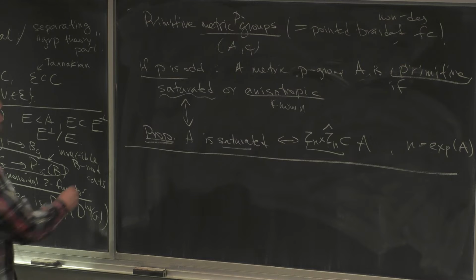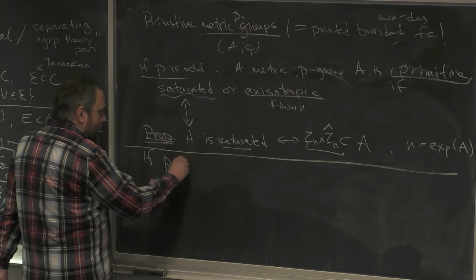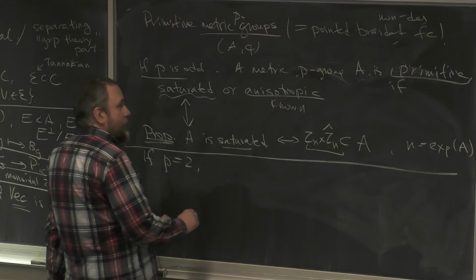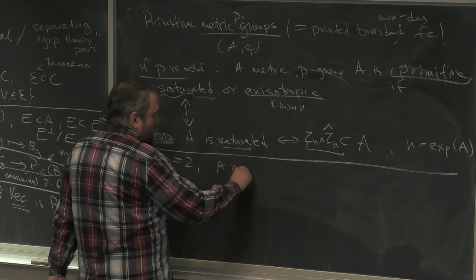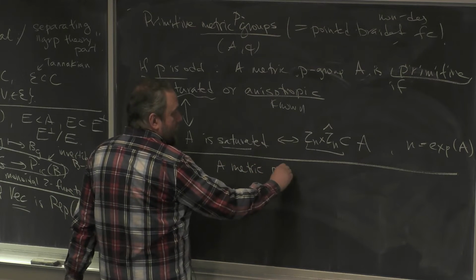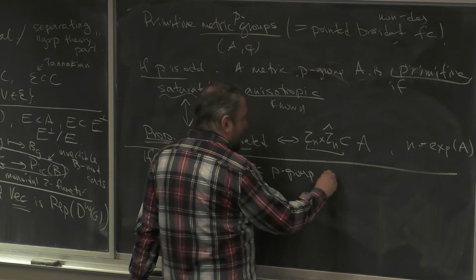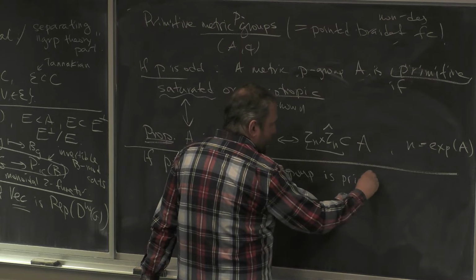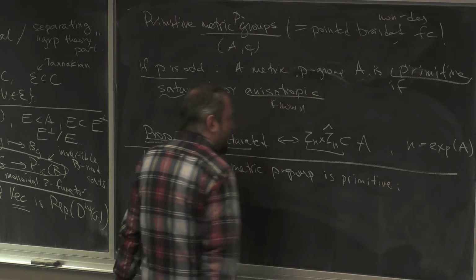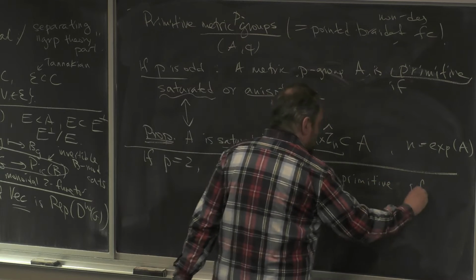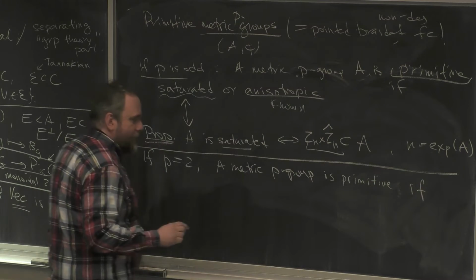Now, if p is equal to 2, then the situation is more complicated. Then a primitive metric p-group, in fact, there are three possibilities.